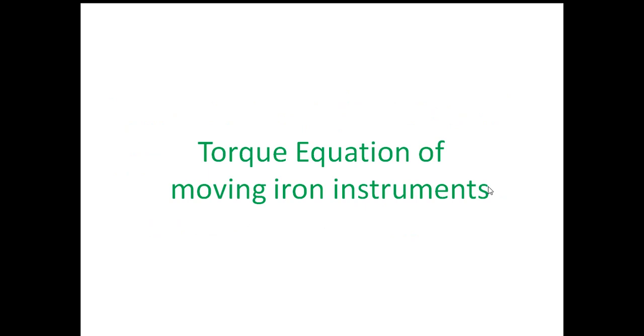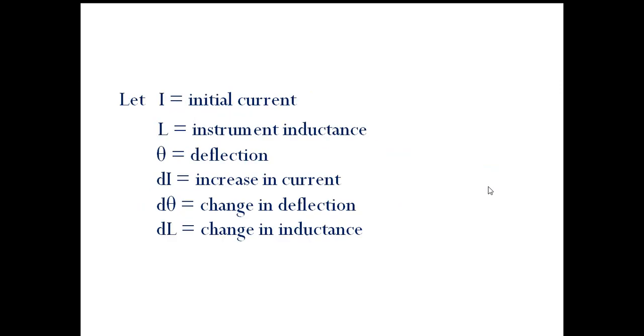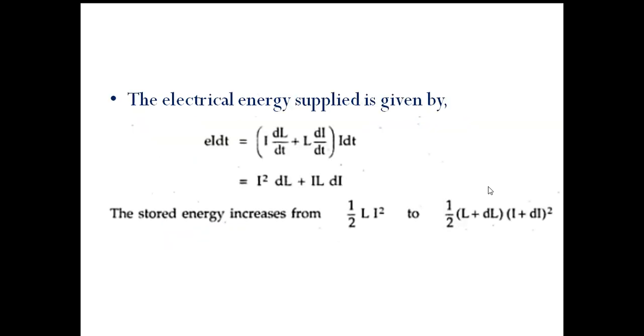Now we will see the torque equation of the moving iron instrument. Let I be the current flowing through the coil, L the instrument inductance, and theta the deflection. For a change in current dI, the deflection is d theta, and the change in inductance is dL. In that case, the deflecting torque expression of this moving iron instrument is given as half I square dL by d theta.